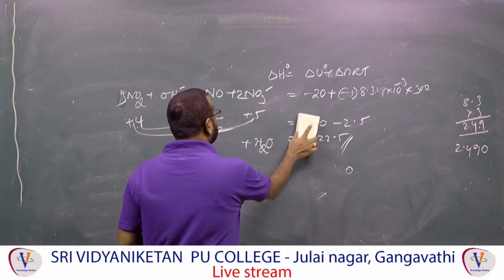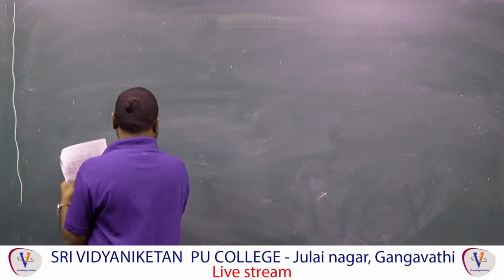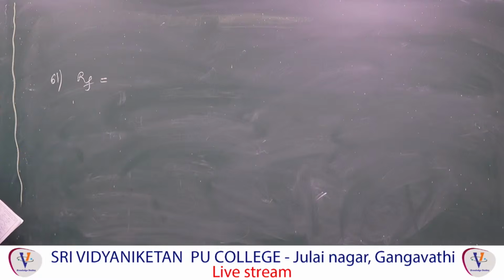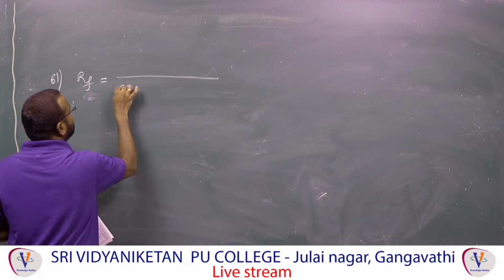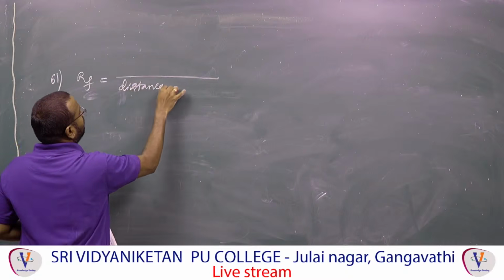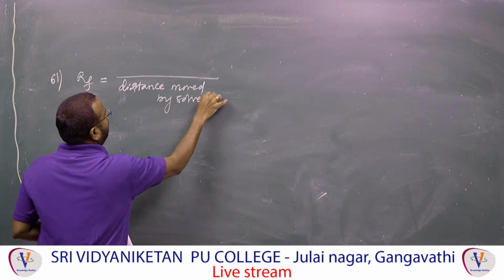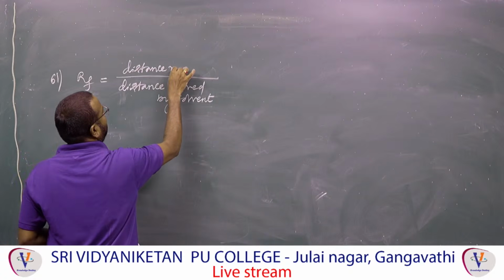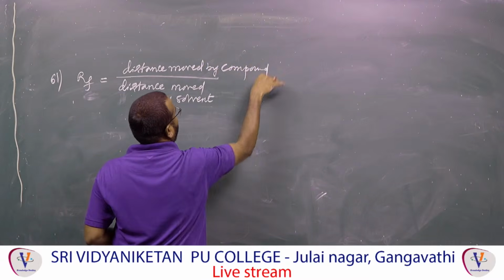Let's go to the next part. 61st question. When we consider the 61st question, we need to calculate retardation factors and their ratio has to be taken. Retardation factor for anything, if it has to be calculated, is the distance moved by the solvent and the distance moved or travelled by the compound. This is the retardation factor formula.